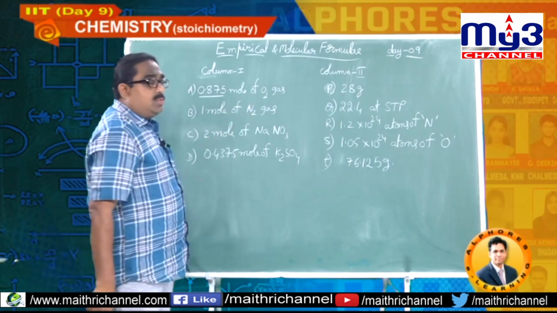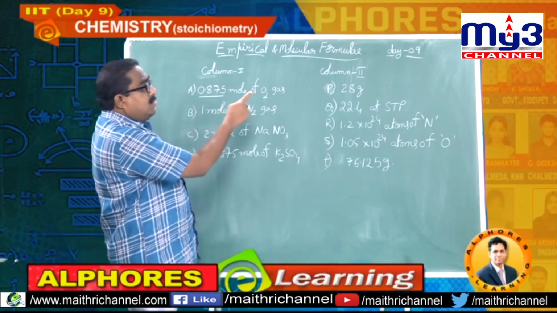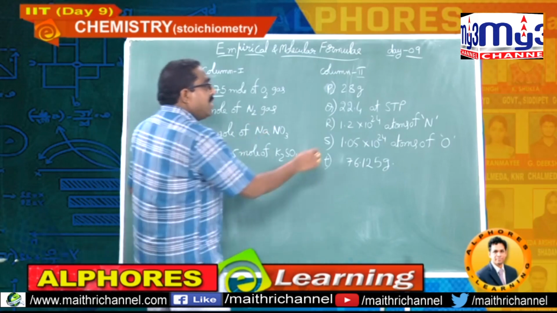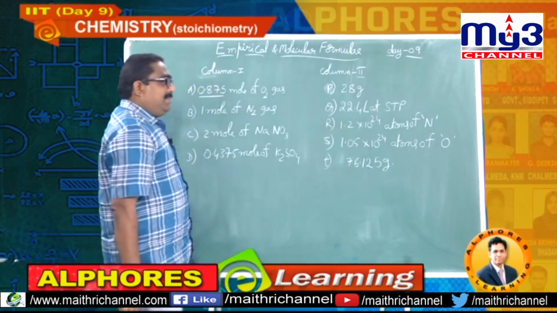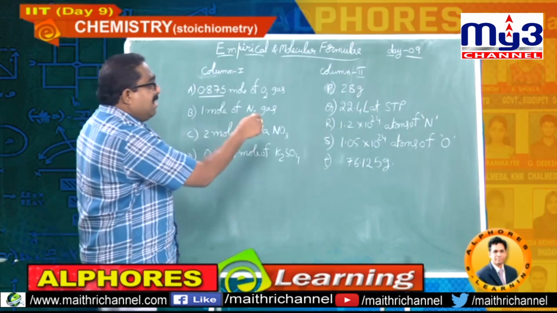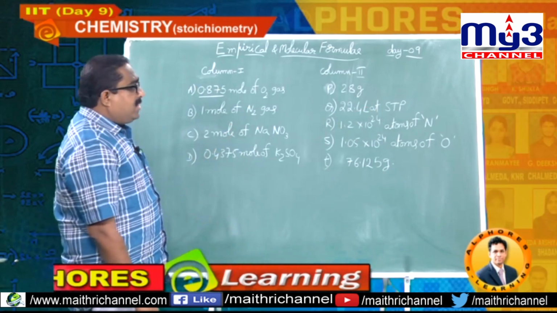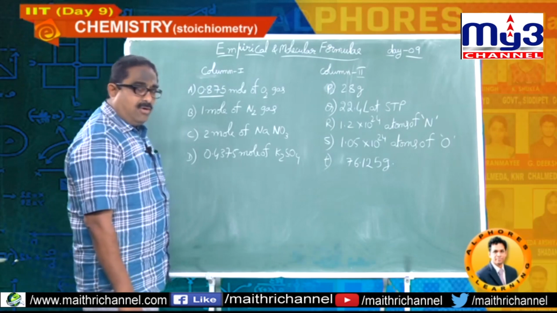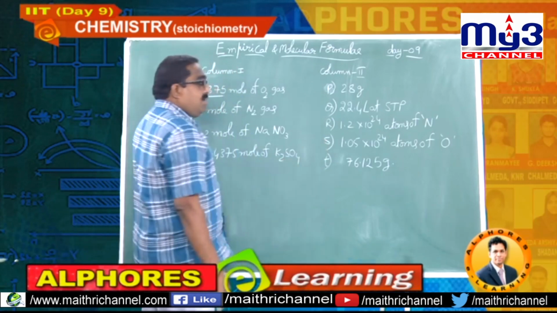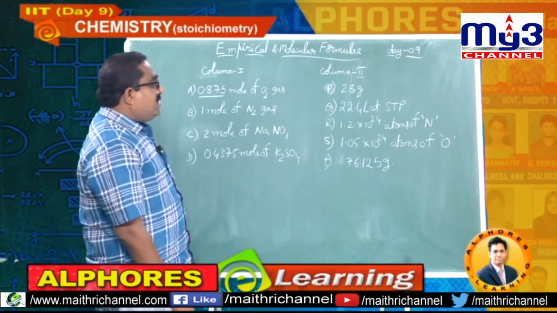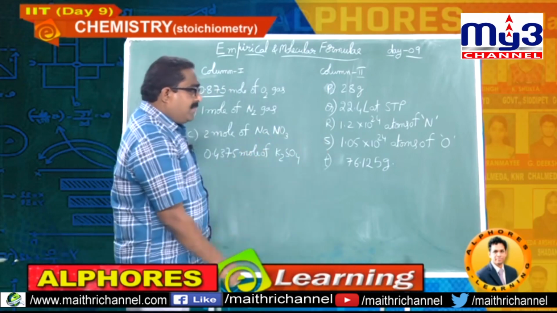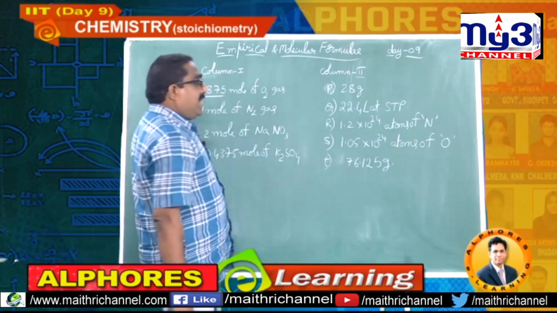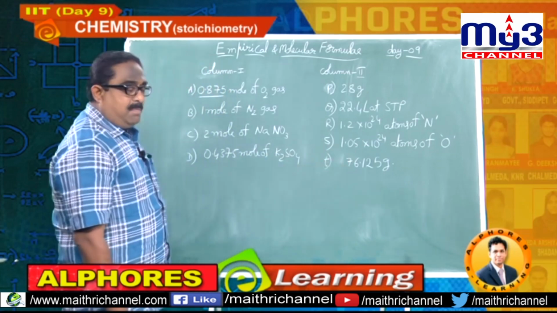Next, in column 2, P, 28 grams. Q, 22.4 liters at STP. R, 1.2 into 10 power 24 atoms of nitrogen. S, 1.05 into 10 power 24 atoms of oxygen. And T, 76.125 grams.